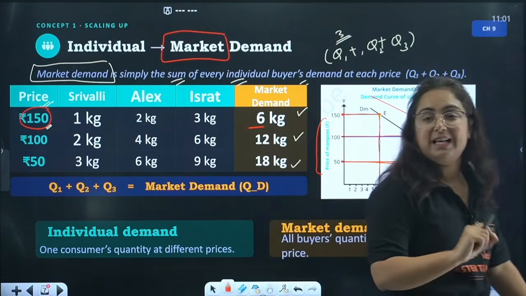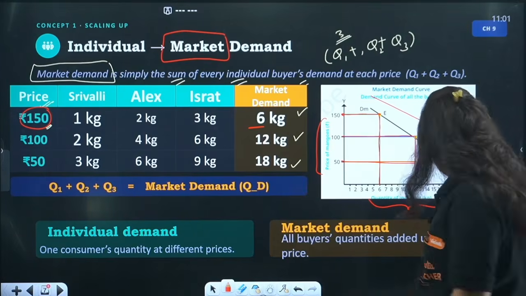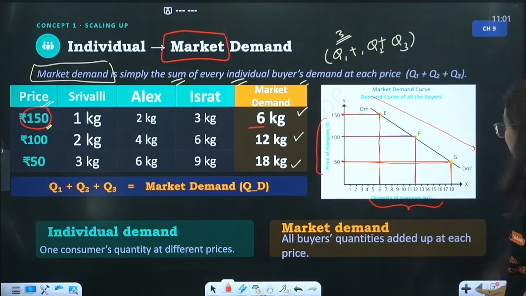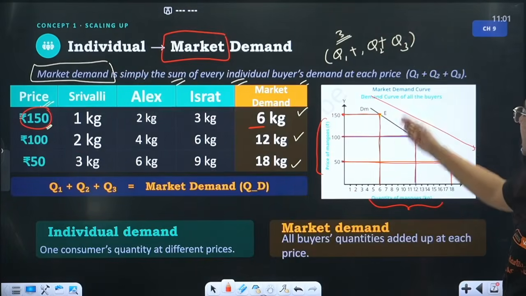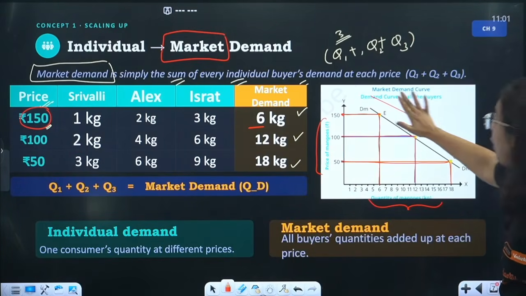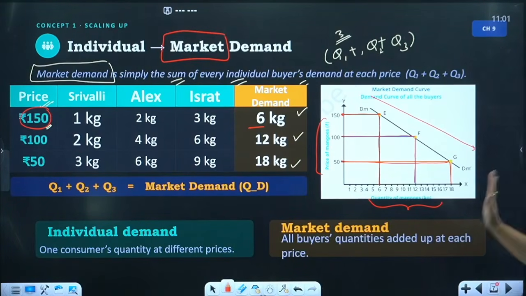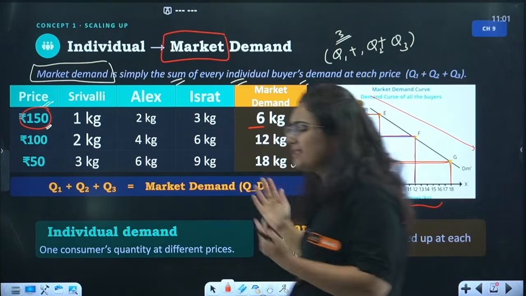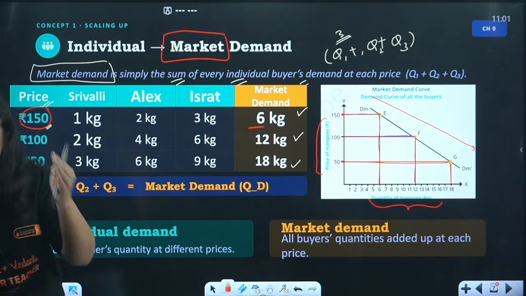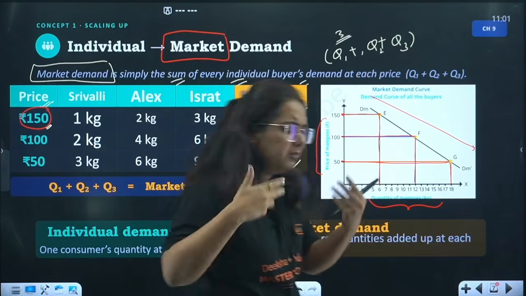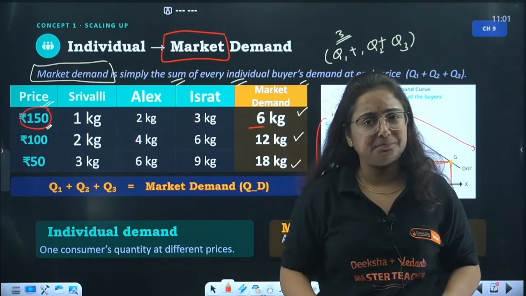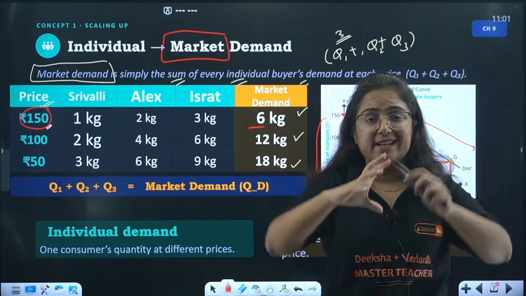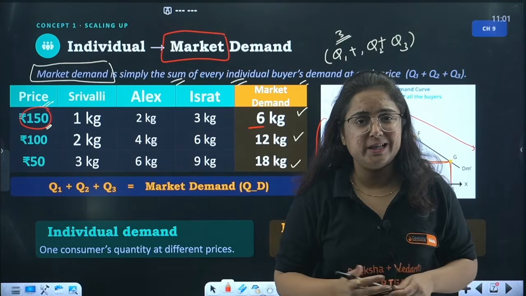What you have to analyze here is the slant of the individual demand curve of Shrivalli and the market demand curve of all the buyers in the market. Okay, getting the point? Because that is actually the total, the sum of different people, which will actually change the curve, for obvious reasons, right? So did you get the exact definition of what we studied up till now?